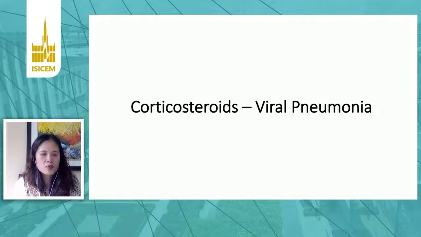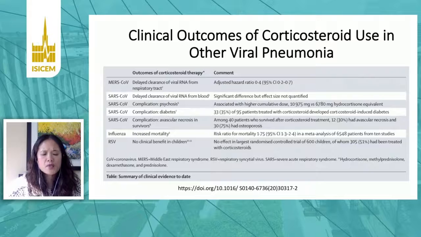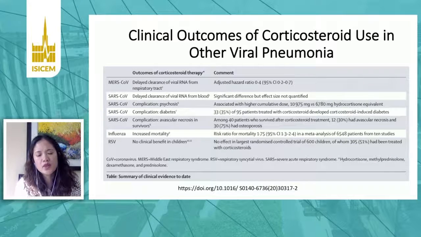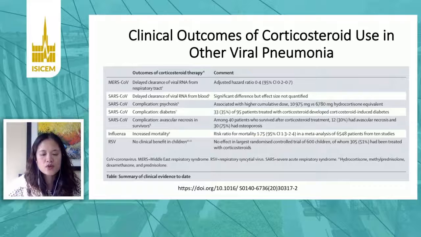So what is our previous experience with corticosteroids in other viral pneumonias? Our experience of corticosteroid use with other viral pneumonias such as influenza, SARS-CoV, and MERS-CoV had not been positive. There was evidence suggesting delayed clearance of viral RNA in viral pneumonia caused by SARS-CoV and MERS-CoV, whereas a meta-analysis of over 6,000 patients with influenza pneumonia showed an increase in mortality with the use of corticosteroids.